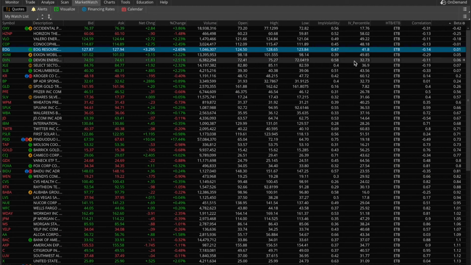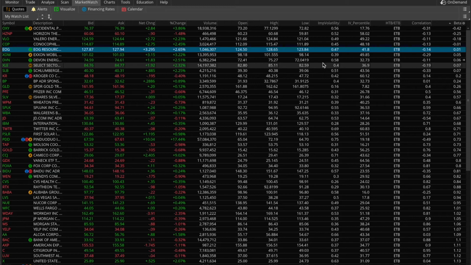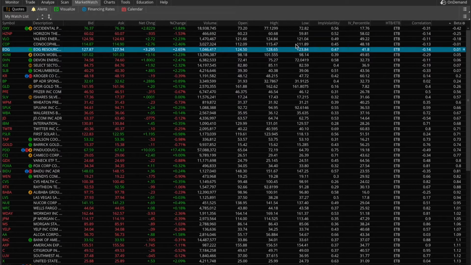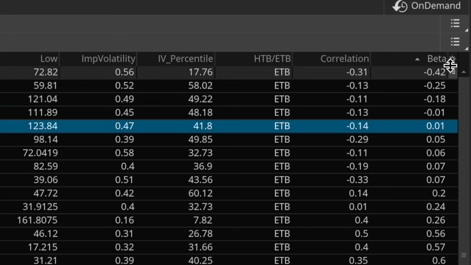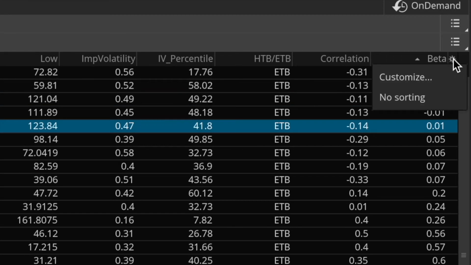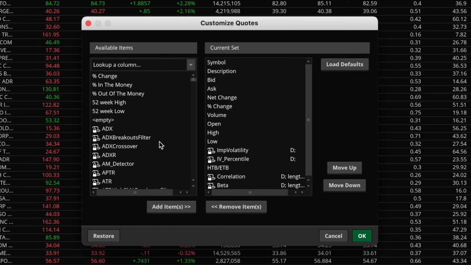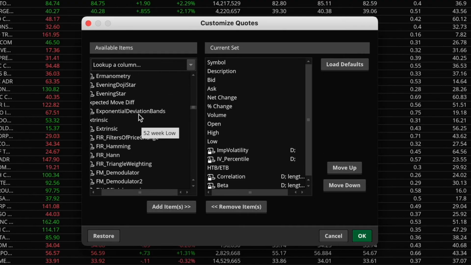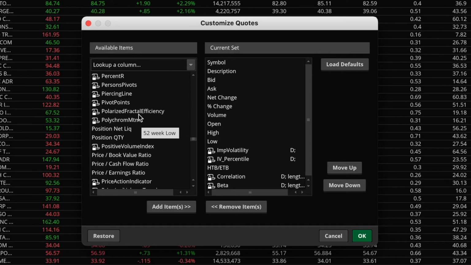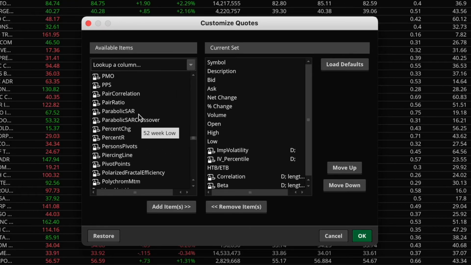And then lastly here, specifically in regards to ThinkOrSwim, if you want to either add or remove certain metrics from your watch list here, simply go to this small little gear icon right there, click on that, and then go to Customize. And that opens up a small window right here where on the left-hand side, these are all the different metrics and indicators you can add to your watch list if you want.